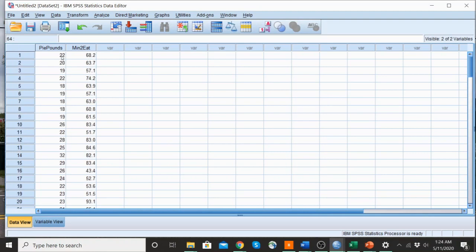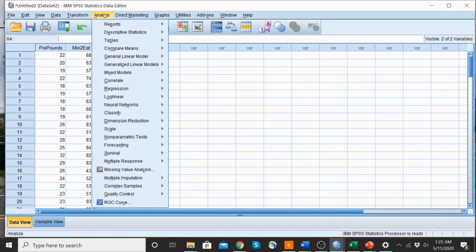We can see that this person took 68 minutes to eat a 22-pound pie. This person took 57 minutes to eat a 19-pound pie. This person took 43 minutes to eat a 26-pound pie. That guy wolfed it, or female, I don't know. I'm not here to judge. But we have our data.